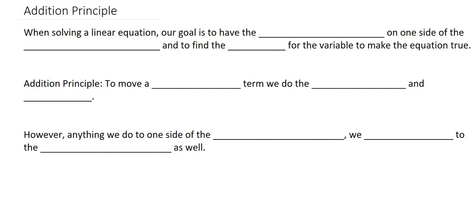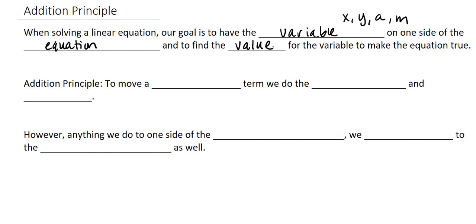Addition principle. When solving a linear equation, our goal is to have the variable, which could be x, y, a, m, it doesn't matter, it could be anything in the alphabet, on one side of the equation. And then we're going to find the value for the variable to make the equation true.